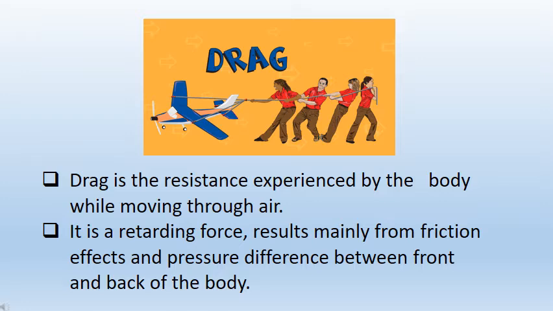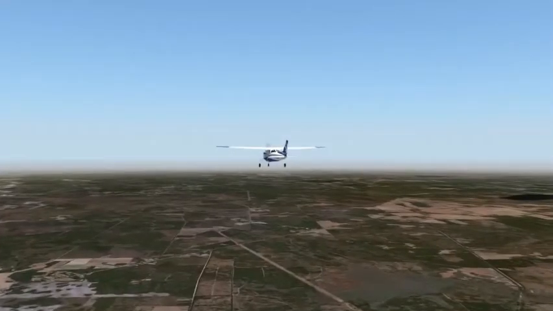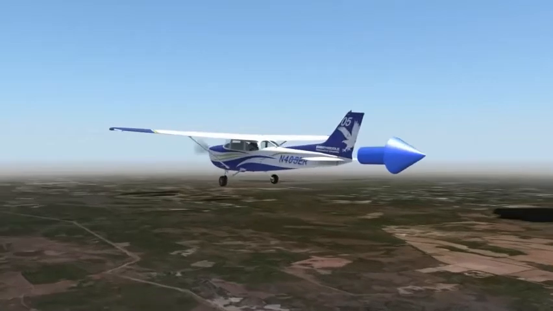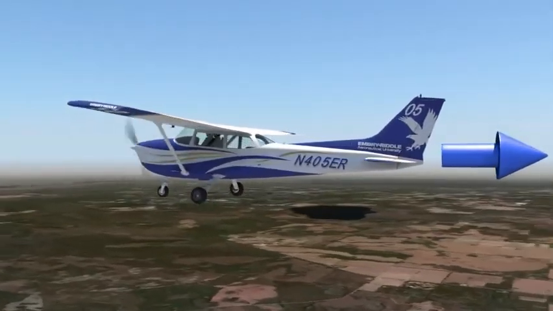Drag. It is the resistance experienced by a body while moving through air. It's a retarding force which results mainly from friction effects and pressure difference between the front and back of the body. It is the force opposing the thrust, which limits the forward speed of an aircraft.